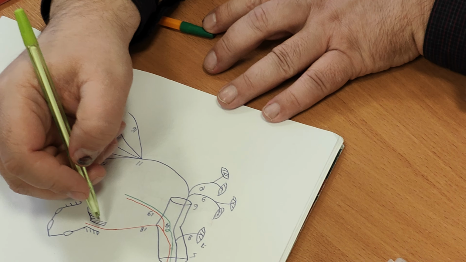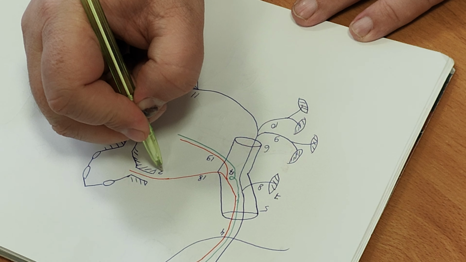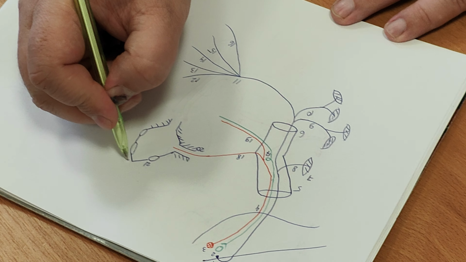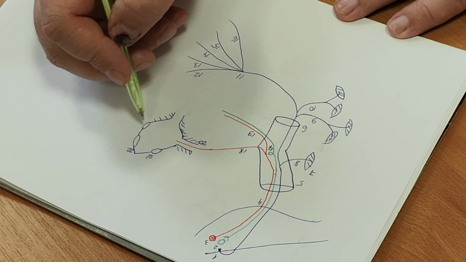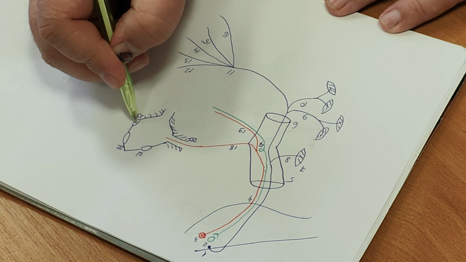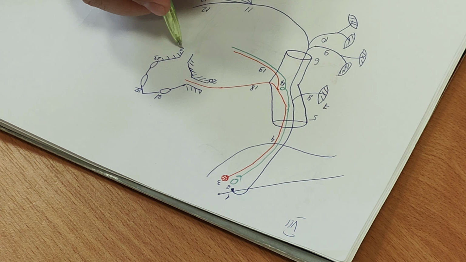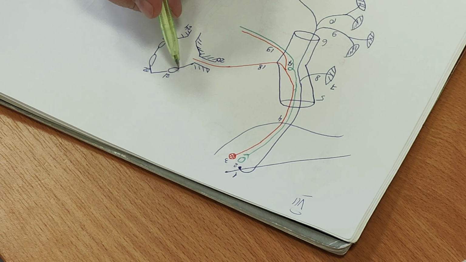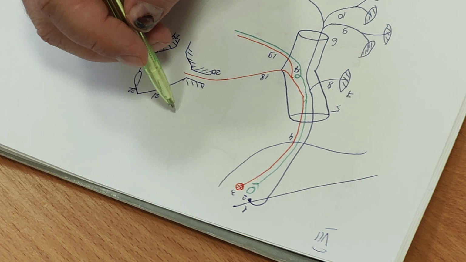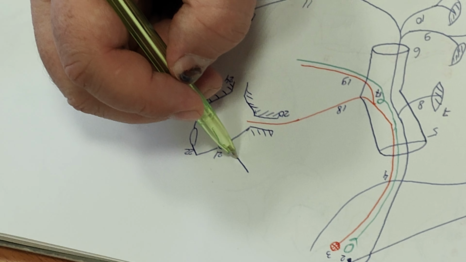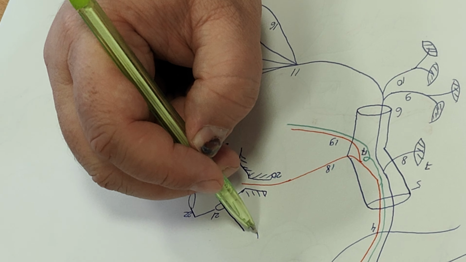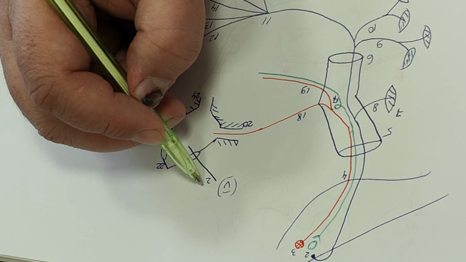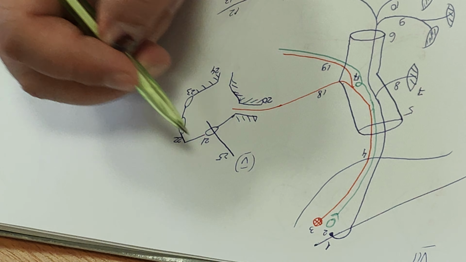I put here numbers. 20, that is canalis pterygoideus. 21, foramen rotundum. 22, fissura orbitalis inferior. 23, foramen sphenopalatinum, and 24, canalis palatinus major. And here in the pterygopalatine fossa, we have a second branch from the trigeminal nerve. This is the fifth cranial nerve. It gives 25, that is nervus maxillaris.